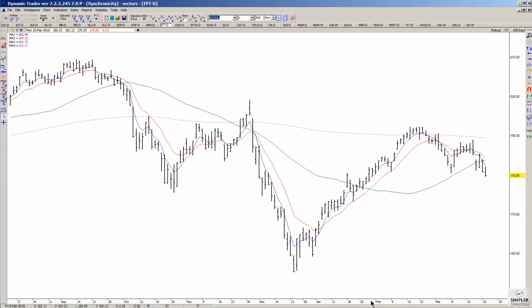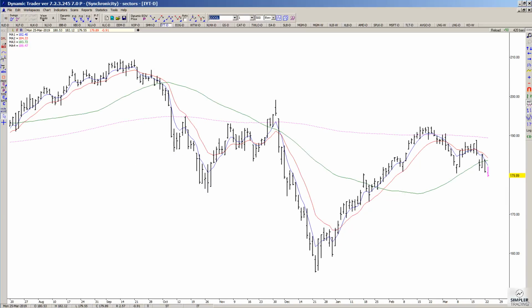Now, what I'm not crazy about in this case is that price is currently below the 200 simple moving average, below the 50 simple, and the 5 and 13 are in a sell mode. But that doesn't mean that there won't be a setup. So let's see what we can find.